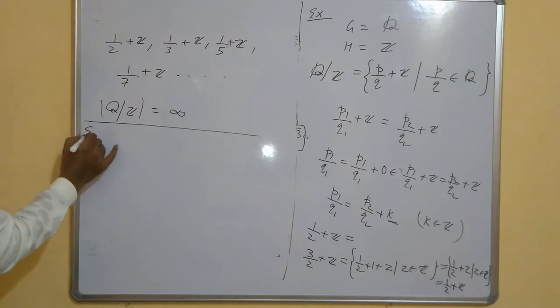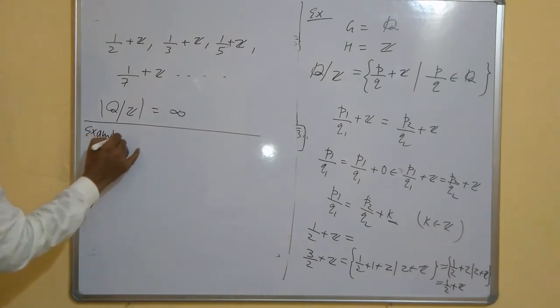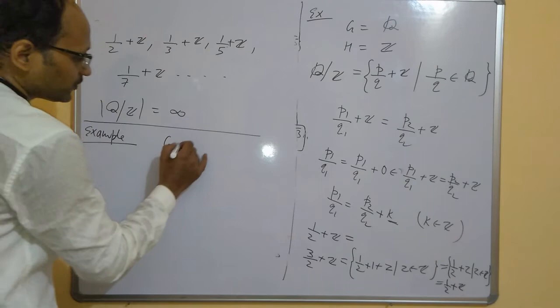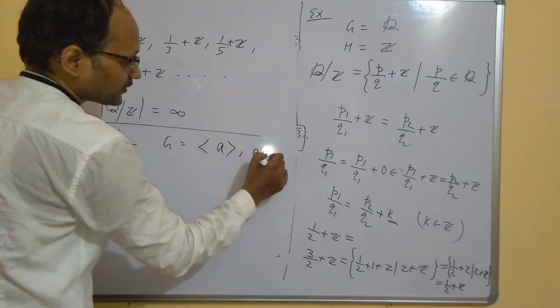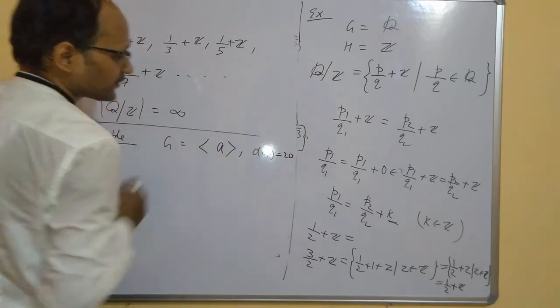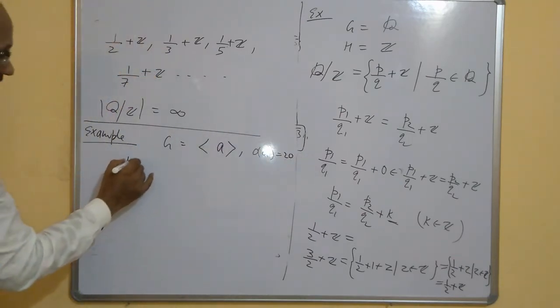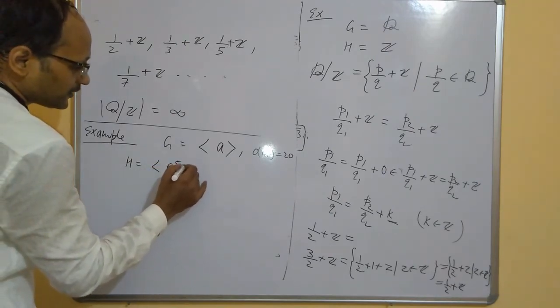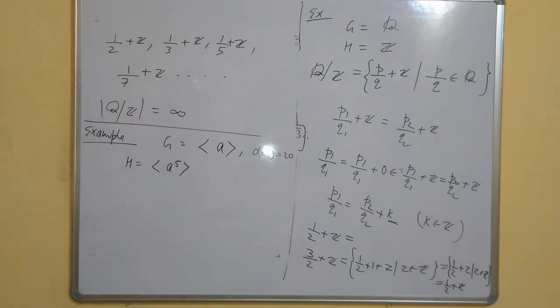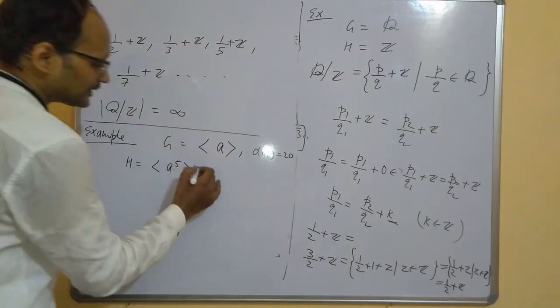Now come to one more example. Suppose I take a group generated by a, and the order of a is 20, and I take a subgroup to be generated by a to the power 5. So I want to determine all the cosets. So what is the subgroup?